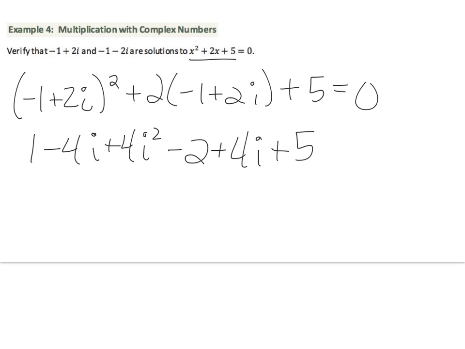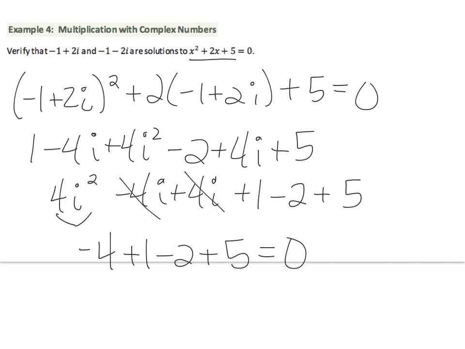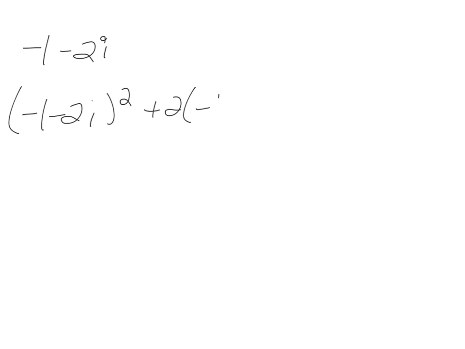Collect like terms. 4i squared, minus 4i plus 4i, those cancel, plus 1 minus 2 plus 5. Okay, cancel those. This becomes negative 4 plus 1 minus 2 plus 5, which is in fact 0. Okay, try negative 1 minus 2i. I have negative 1 minus 2i squared plus 2 times negative 1 minus 2i plus 5.